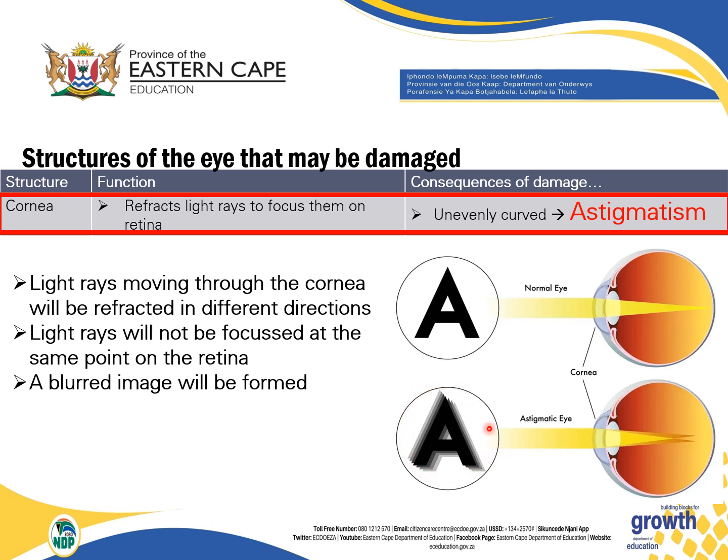So instead of one clear image being formed, we get a number of focal points where the light focuses at different points on the retina, and this will create a number of blurred images being formed. Astigmatism can be treated in the beginning by wearing spectacles, but more effectively, it can be treated with surgery, where the front part of the cornea is smoothed out using a laser.